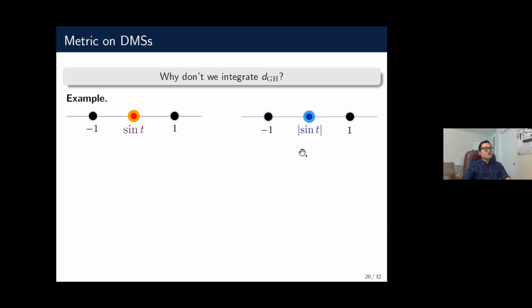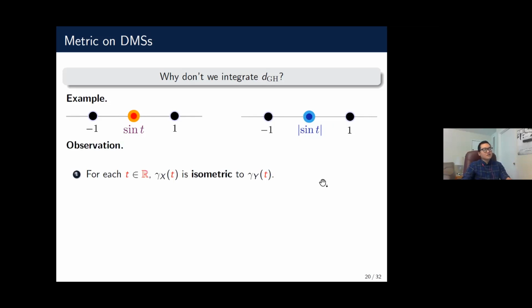Let's consider these two dynamic metric spaces. The first one consists of 3 points. 2 of them are fixed at -1 and 1 on the real line, and the middle one has time-dependent coordinate sin t. This middle one oscillates between -1 and 1. The other DMS is almost the same, but this middle one has a slightly different description. This middle one oscillates between the origin and the point located at 1.